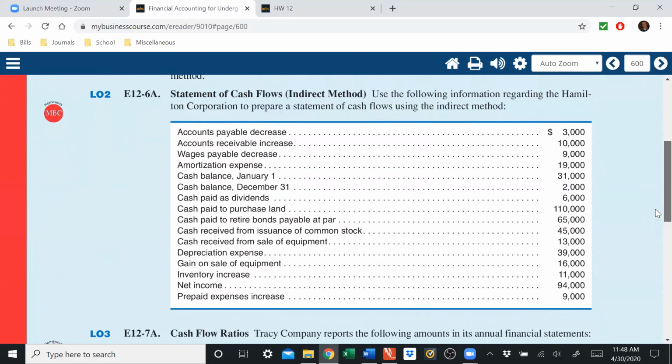So exercise 12.6a says use this information to prepare a statement of cash flows. And we're going to be using the indirect method when we do the operating activities section. The investing activities section and financing activities section, you always just use the same method. But for the operating activities, you can use either the indirect or the direct method. So we're going to be using the indirect method for the operating activities section, but we need to prepare the whole statement of cash flows.